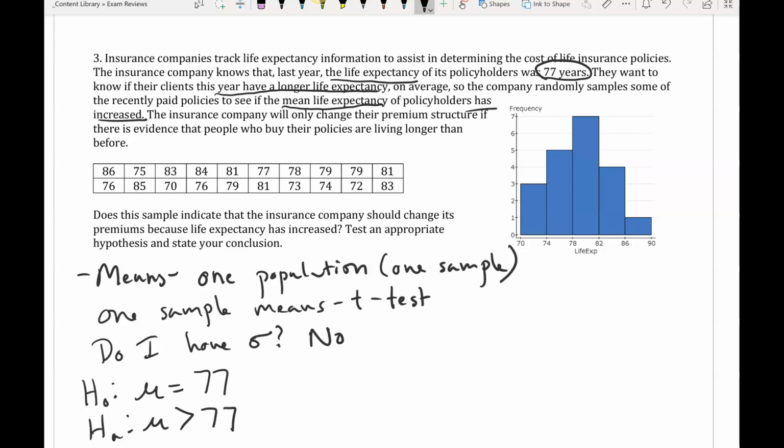Notice one mean. So that's a one-mean test. And why is it a t? Because I lack sigma. Okay?